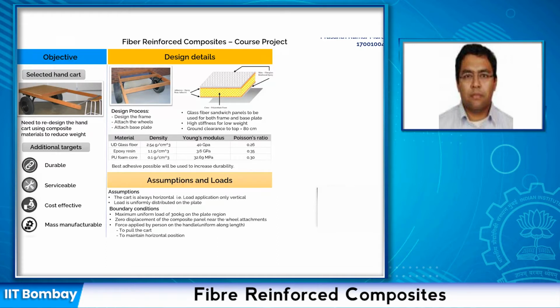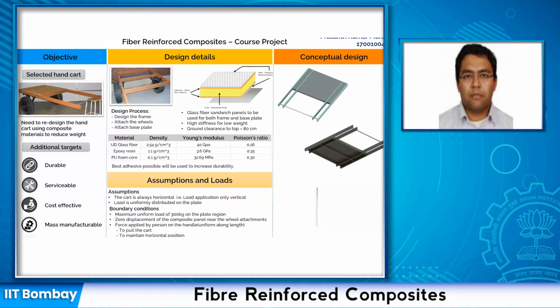Then my assumptions and loads are that the cart will be always horizontal, so the load that will be applied will be only in vertical direction. So I've assumed a maximum load of 300 kg on the plate region, and wherever the cart is attached to the wheels, the 4 points will have zero displacement. This is the second boundary condition. And the third boundary condition would be the person pulling the cart. So he'll be applying some force to pull the cart and also to maintain the horizontal position as we specified in the previous boundary condition.